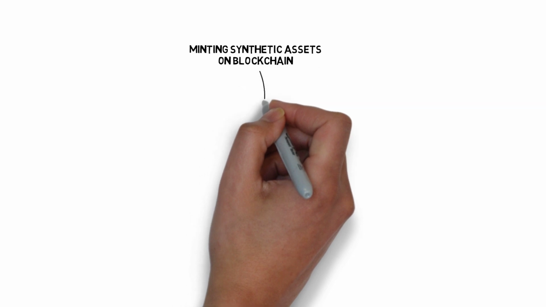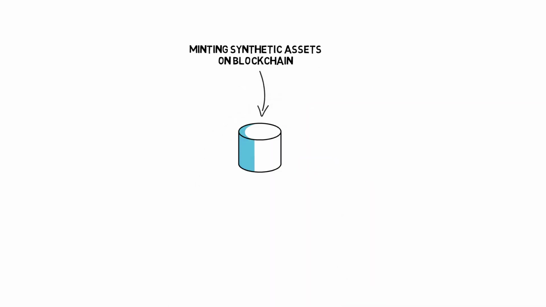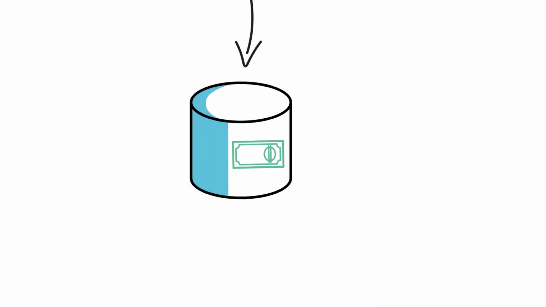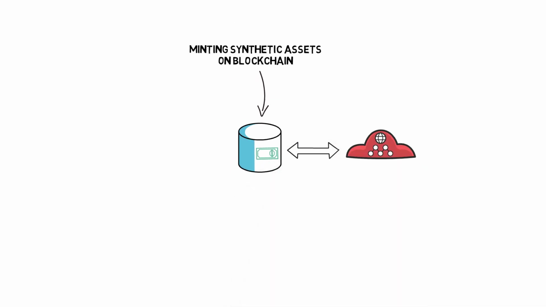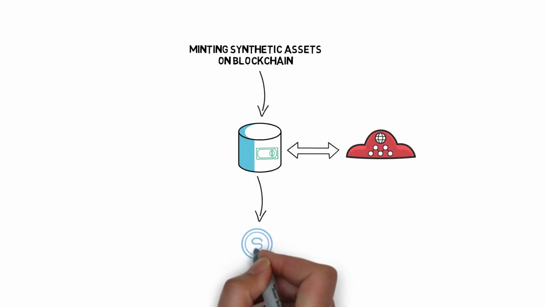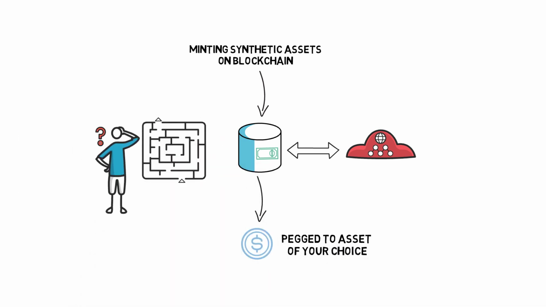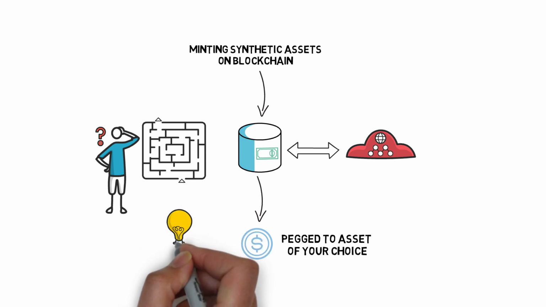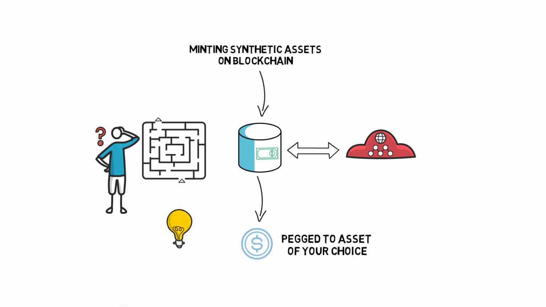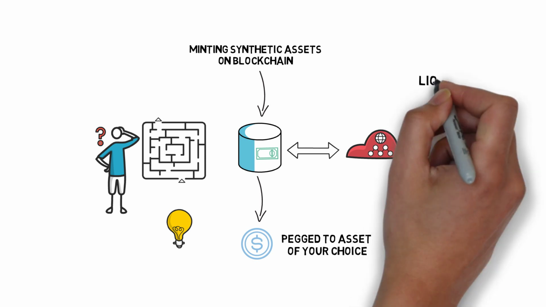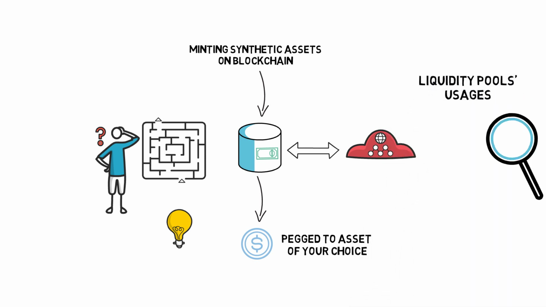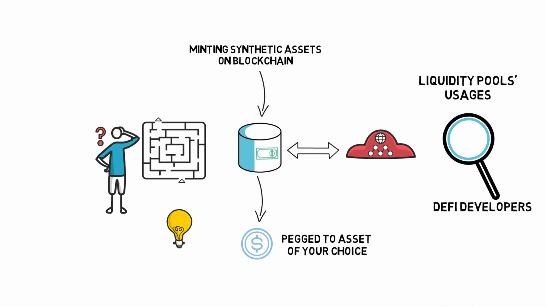Minting synthetic assets on the blockchain also relies on liquidity pools. Add some collateral to a liquidity pool, connect it to a trusted oracle, and you've got yourself a synthetic token that's pegged to whatever asset you'd like. Alright, in reality, it's a more complicated problem than that, but the basic idea is this simple. What else can we think of? There are probably many more uses for liquidity pools that are yet to be uncovered, and it's all up to the ingenuity of DeFi developers.